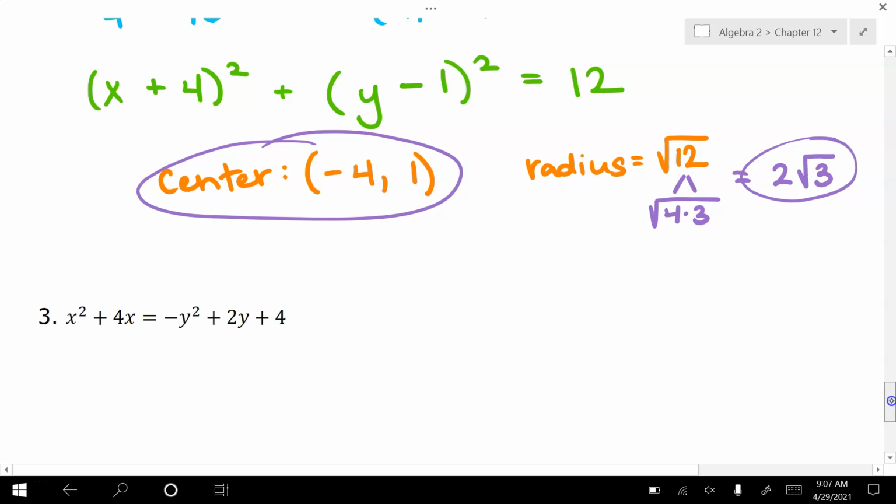Now there is one more here. If you want to give this one a try on your own, you can. I'm just going to write down what the center and the radius comes out to be, so that if you want to give it a shot for extra practice, you can whenever you have a free moment.